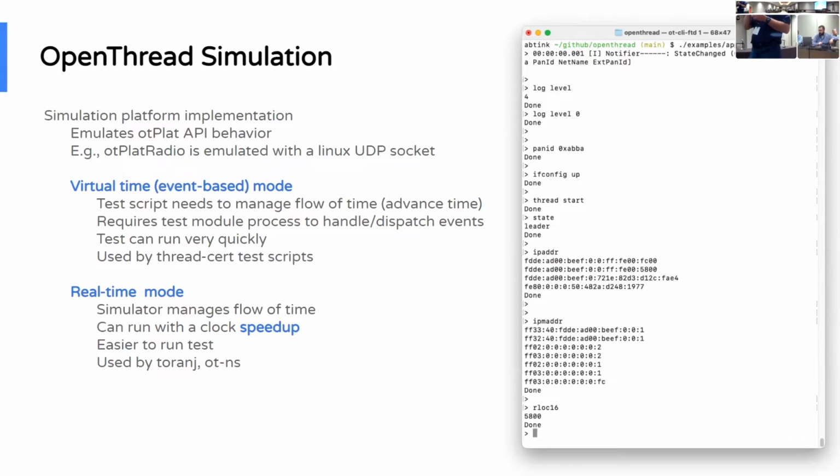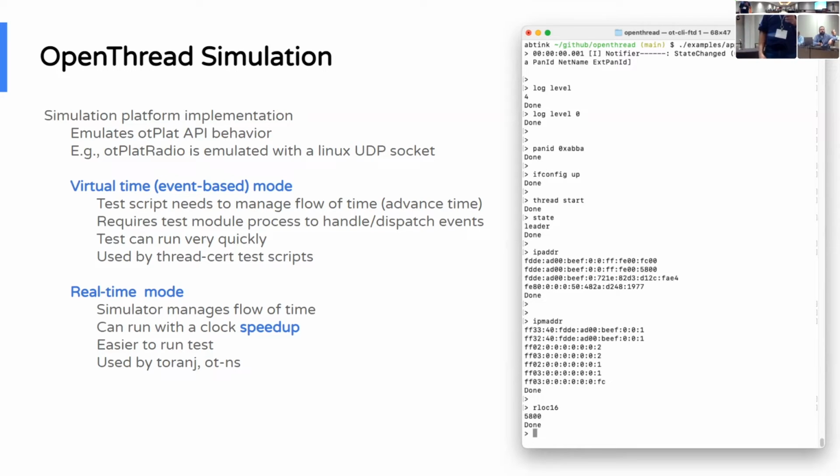In terms of simulation, in the OpenThread repo itself, we have one platform implementation, which is referred to as simulation. This basically emulates all the Plat API behaviors. For example, for the radio, it emulates the radio API behavior that you expect it to have. There are two main modes of operation for this simulation platform. There is a virtual time mode, where it's the job of the test script itself to manage the flow of time. The good thing about it is that you can run tests very quickly, but it's more complex to do because you need a separate process to dispatch the events between different things. And your test script itself should say, move time ahead and go to this time.